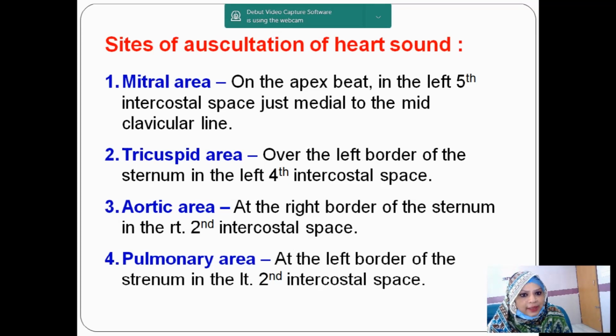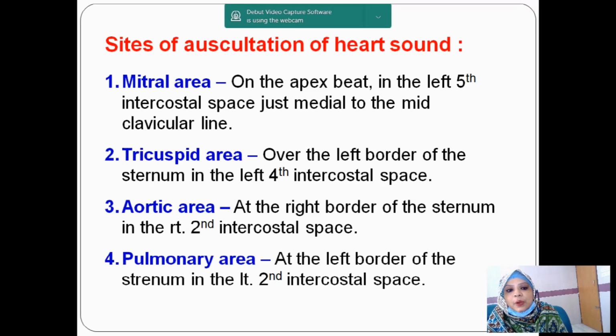There are four areas where we can auscultate the first and second heart sounds. First is the mitral area, on the apex beat in the left fifth intercostal space, just medial to the midclavicular line. Number two, the tricuspid area, over the border of the sternum in the left fourth intercostal space.